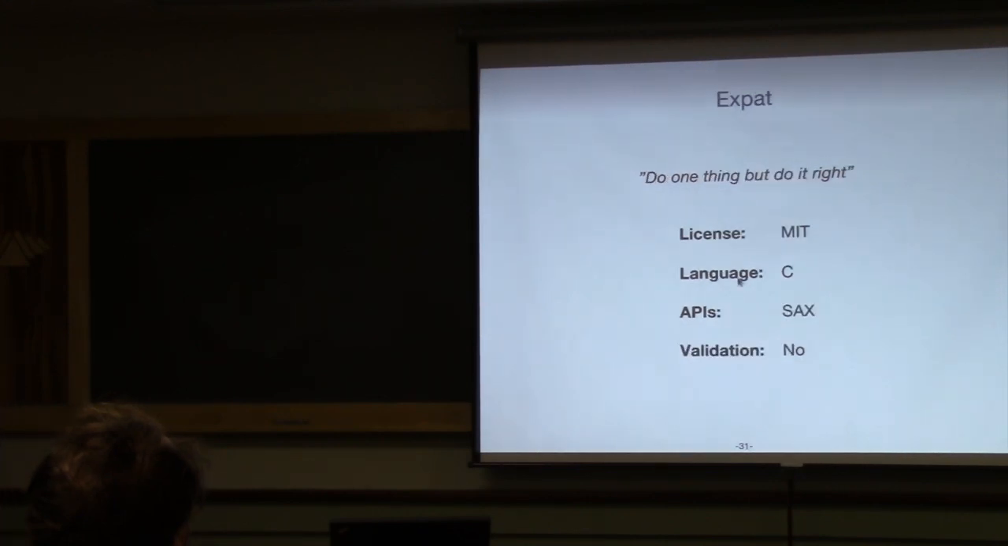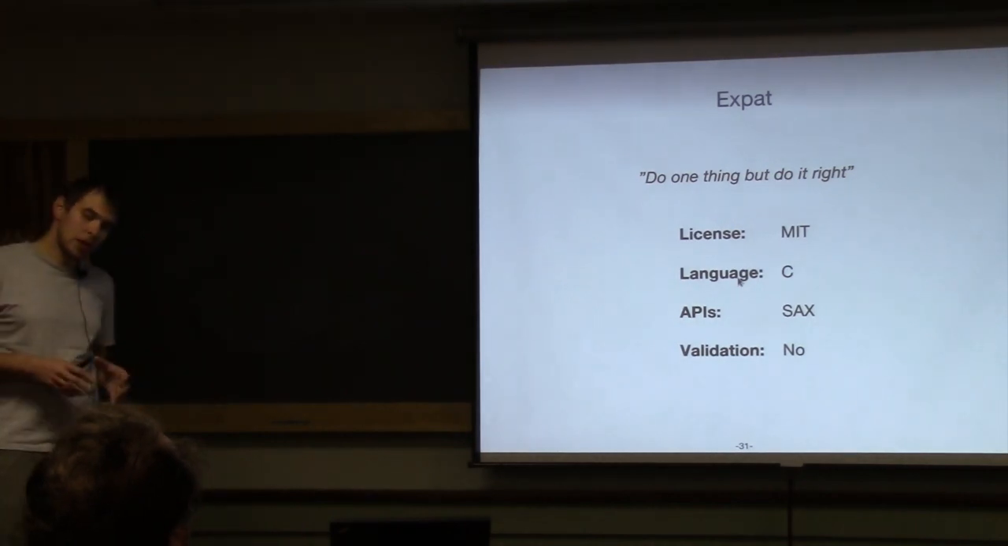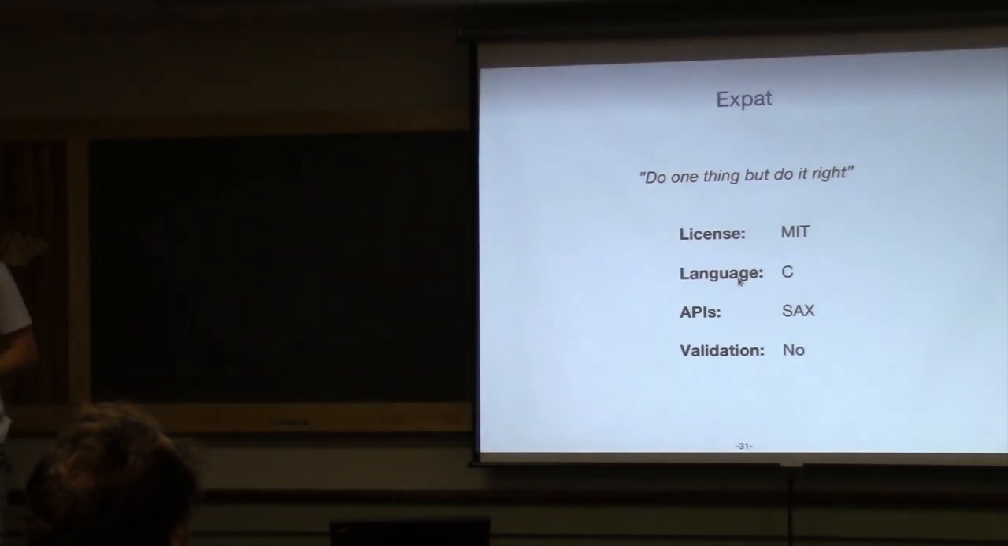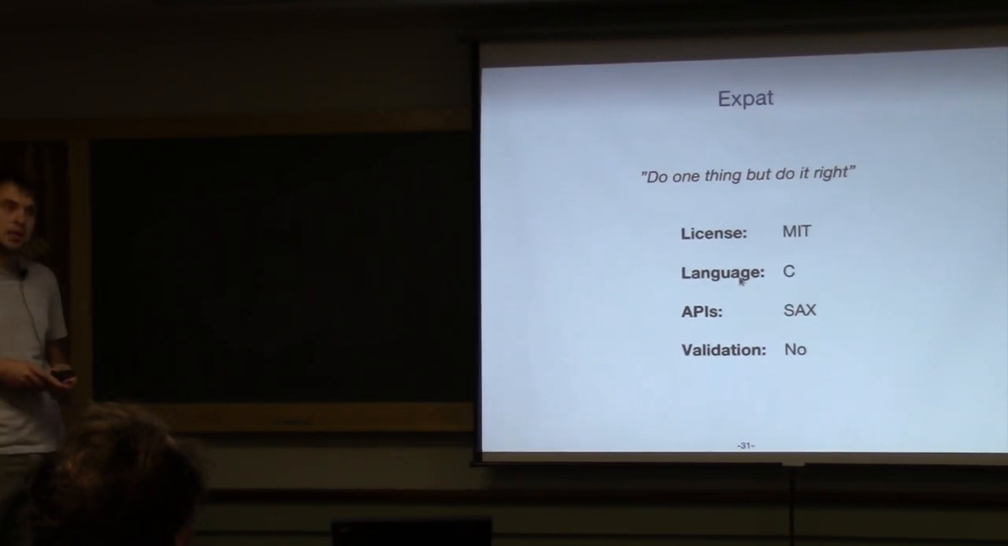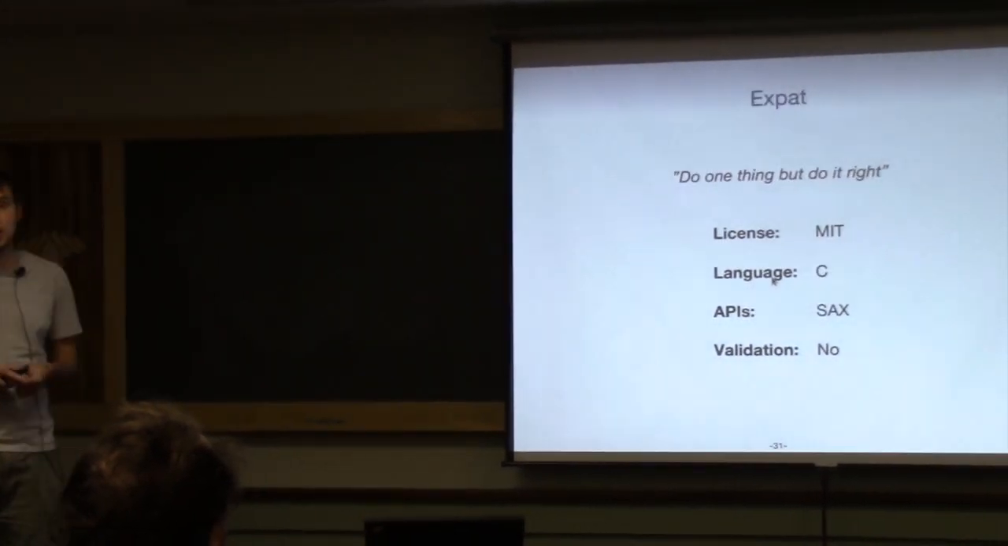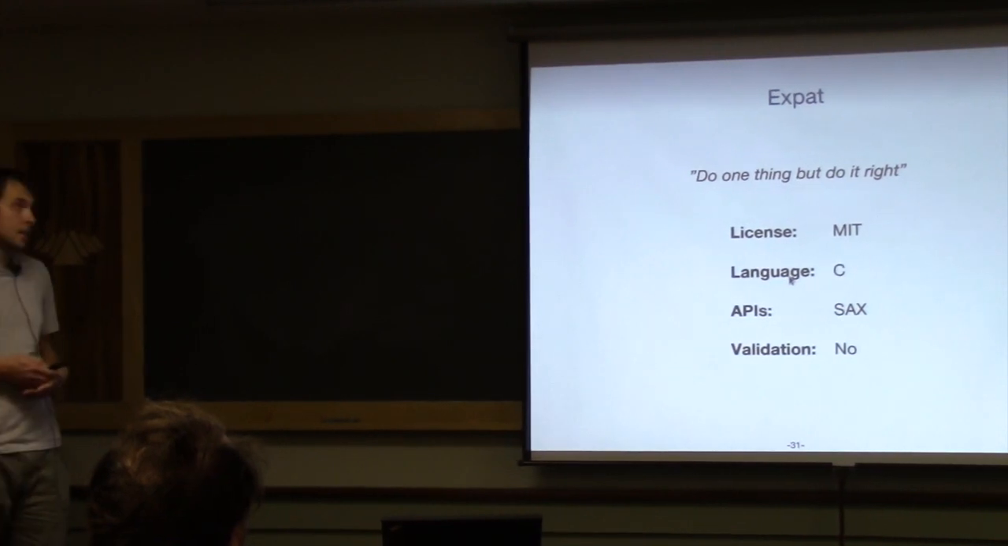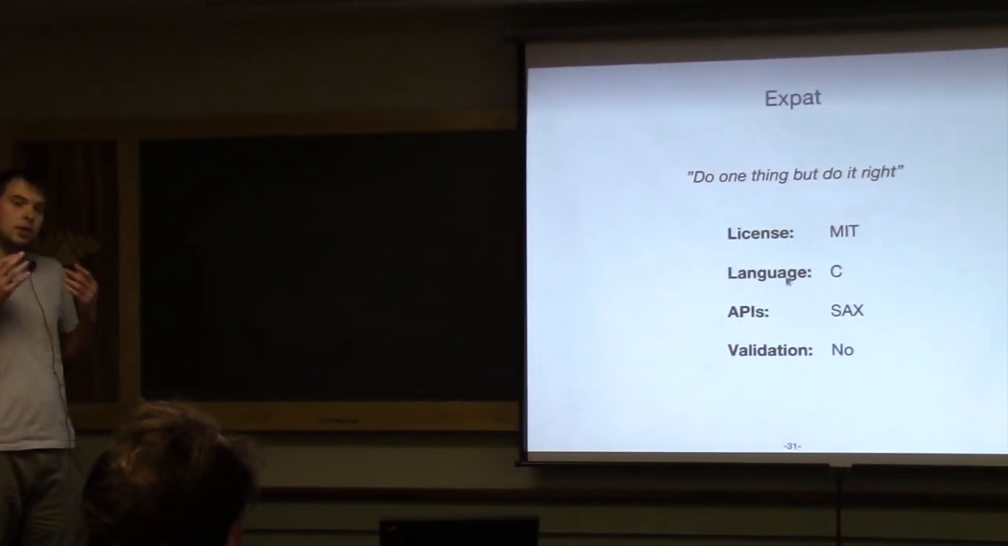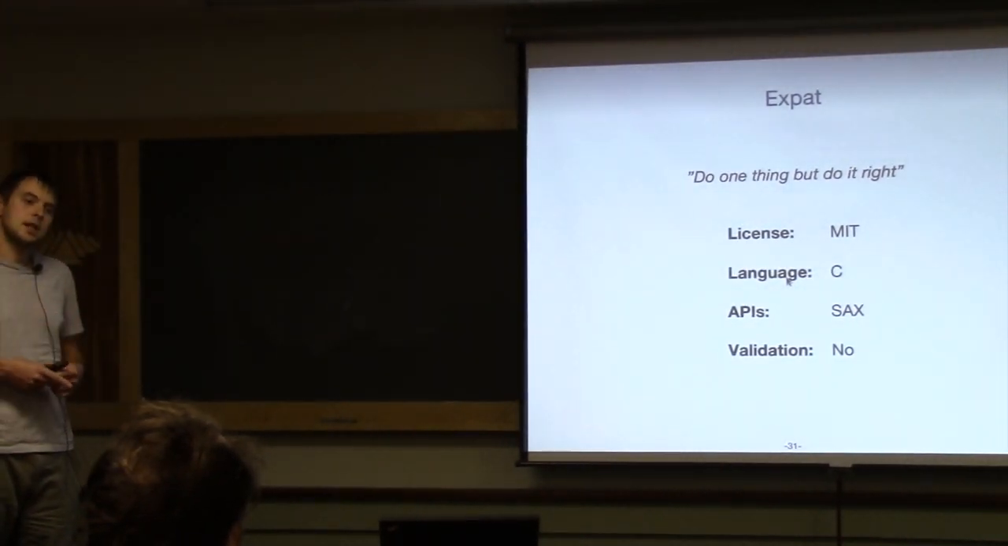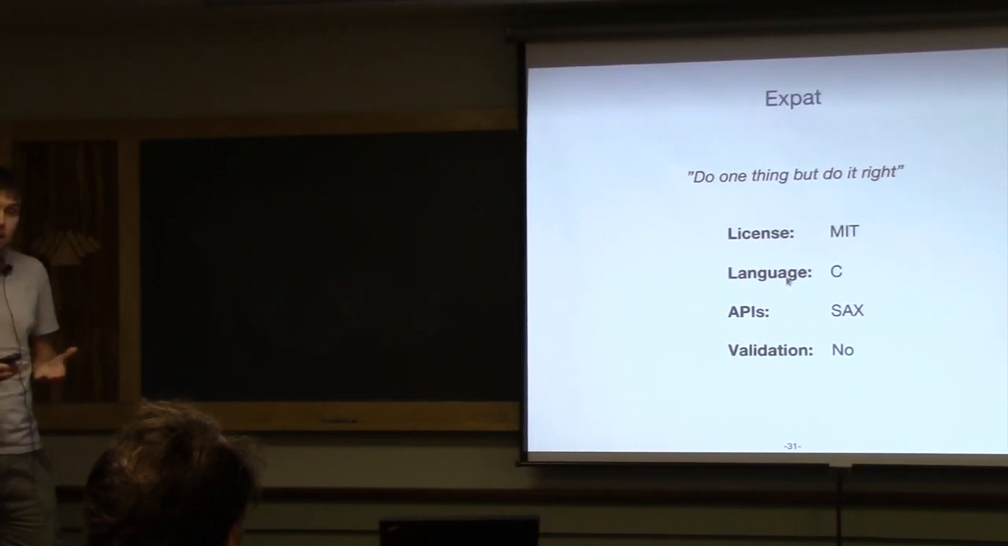Okay, Expat. Expat is a small and fast low-level XML parser with a C API. It's probably the most commonly used XML parser if you consider how many scripting languages as well as mobile and embedded systems use it underneath for their XML APIs. So if you're looking for a really fast and conforming XML parser, Expat is probably your best bet.